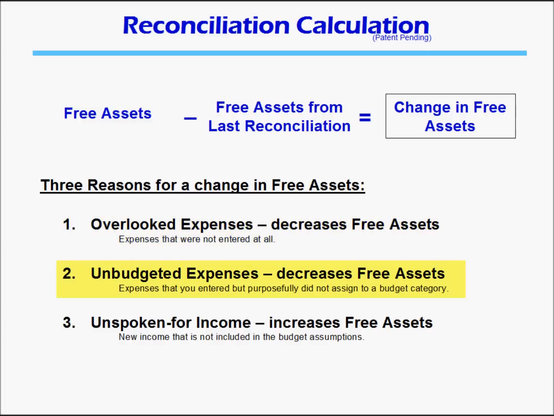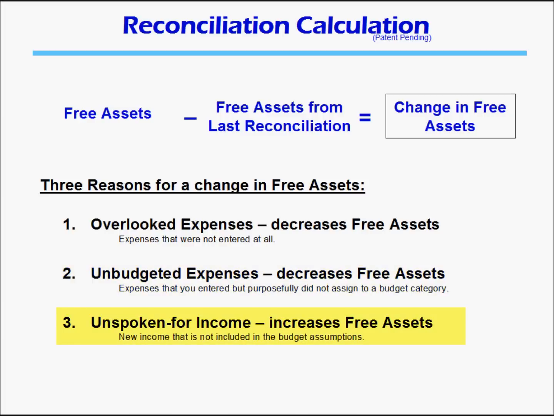The second is unbudgeted expenses. These are expenses that you entered in 3D budget, but which you purposely chose not to assign to any budget category. You create these expenses by assigning them to the special budget category called free. The reconciliation process reminds you about these expenses because they will reduce free assets.